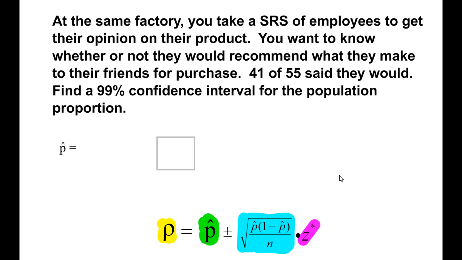Now let's look at an example. It says, at the same factory, you take an SRS of employees to get their opinion on their product. You want to know whether or not they would recommend what they make to friends for purchase. 41 out of 55 said that they would. Find a 99% confidence interval for the population proportion. Now let's check our conditions first.